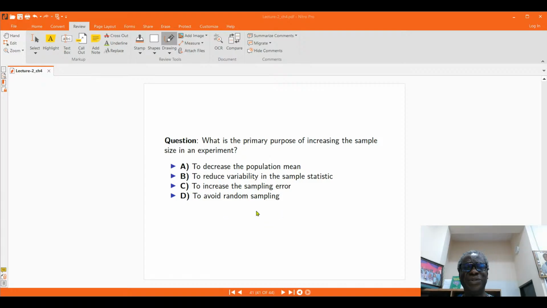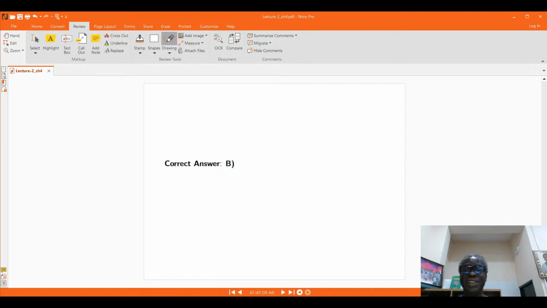So to reduce variability is actually to improve the precision of your estimate. So taking more samples helps you to achieve that. The correct answer is B.